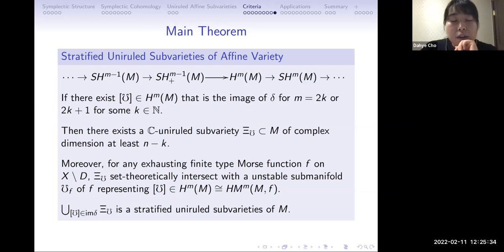If a cohomology class is an image of the delta map of the long exact sequence of symplectic cohomology, then we can find a uniruled subvariety of dimension n minus k. We need to intersect with the Morse descending chain. And what is the meaning of stratified uniruled subvariety? We consider the union of such uniruled subvarieties for each image of the cohomology class.